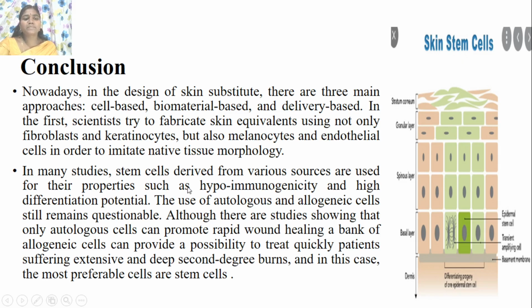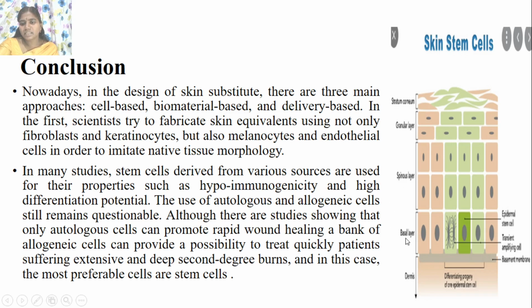So in many studies, stem cells derived from various sources are used for their properties such as hypoimmunogenicity and high differentiation potential. The use of autologous or allogenic cells still remains questionable, although there are studies showing that only autologous cells can promote rapid wound healing, and a bank of allogenic cells can provide a possibility to treat quickly the patient suffering extensive and deep second degree burns. In this case, the most preferable cells are stem cells.